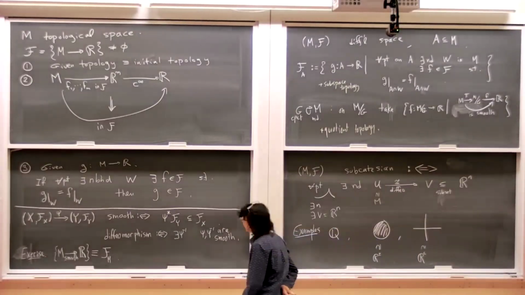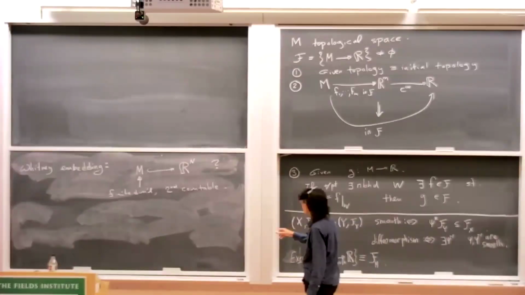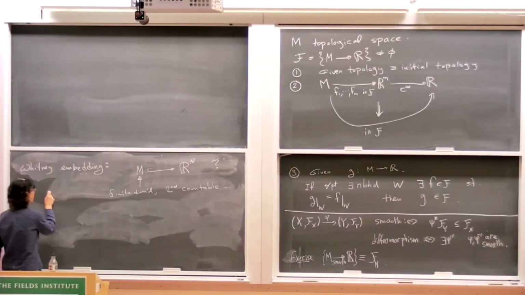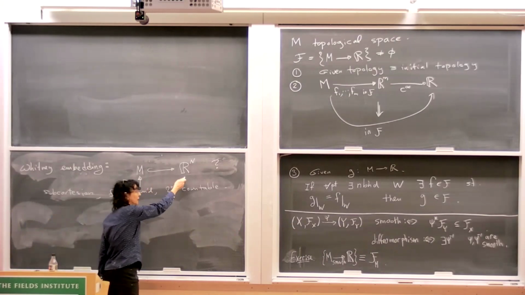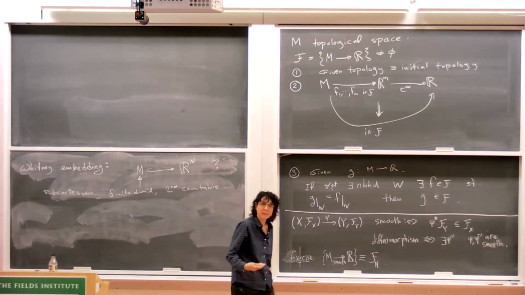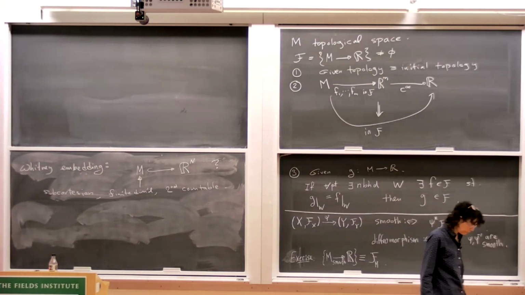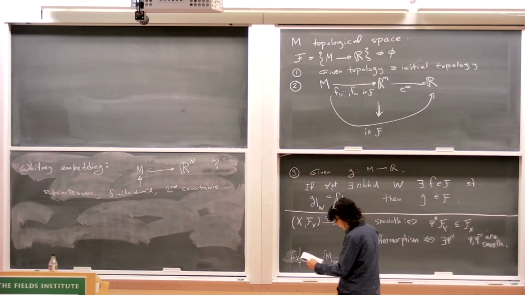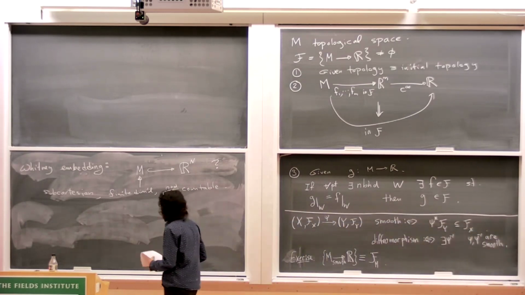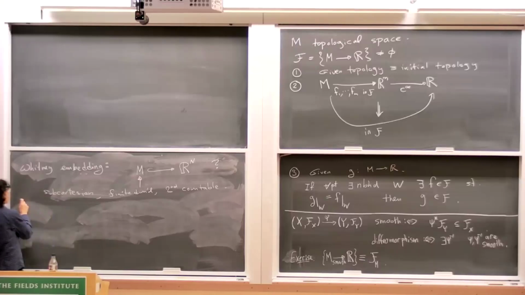In fact, a necessary condition for being embeddable is to be subcartesian. That's definitely necessary, because if it is diffeomorphic to a subset, then definitely it's local. So these are necessary conditions, but then are these conditions sufficient? That's sort of an interesting question.